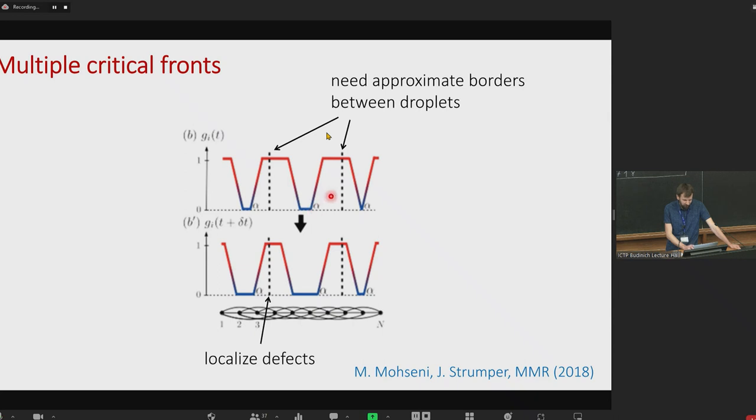And here there is a penalty to pay, and the penalty is that if you have some fronts and then you try to collide them, then quite likely you will get a localized defect. But if somehow you can approximate the borders, that defect is not costly to you, then that may be a good schedule. So we are trying right now to combine all those ideas that we have.